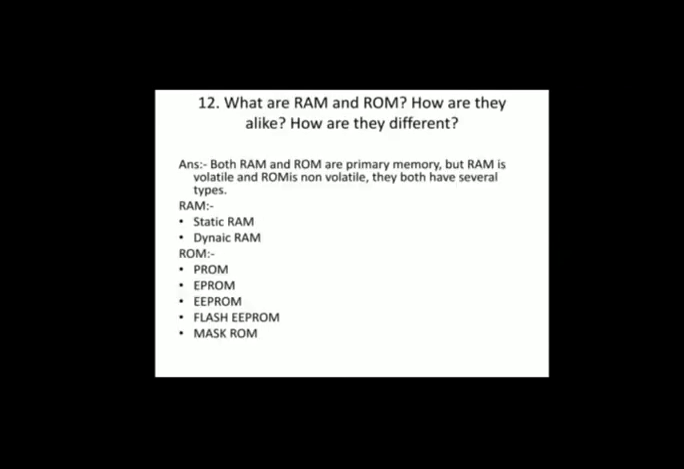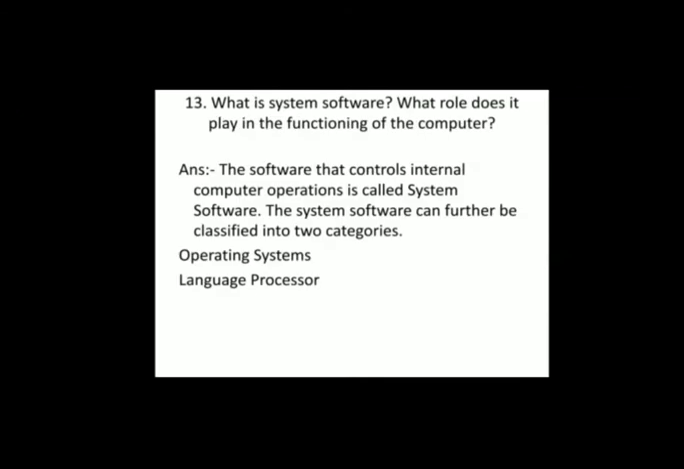Question number 12. What are RAM and ROM? How are they alike? How are they different? Both RAM and ROM are primary memory, but RAM is volatile and ROM is non-volatile. They both have several types. RAM can be divided into static RAM and dynamic RAM, and ROM can be divided into PROM, EPROM, EEPROM, flash EEPROM, and mask ROM.